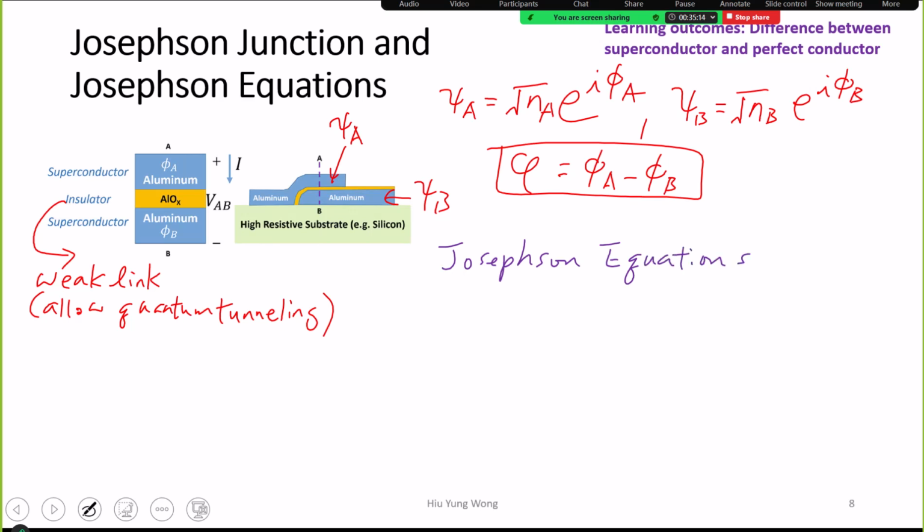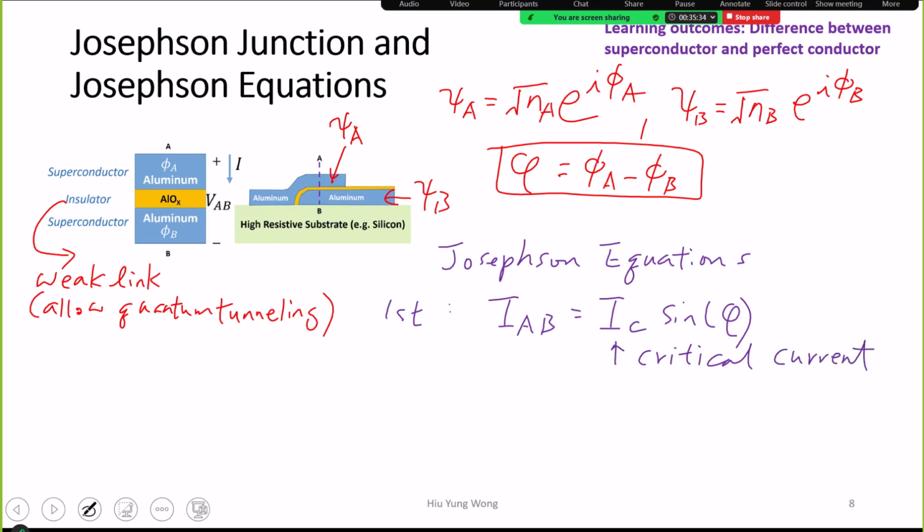So what are they? The first equation says the current going through this device equals I_C times sine phi. I_C turned out to be the critical current. What is critical current again? The largest possible current that is still in the superconducting state, right? You can try to pump a lot of current into it, then it will leave the superconducting state.